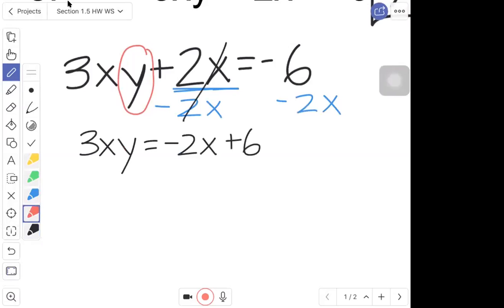So now we have this 3x with our y here. That's being multiplied to the y. What do you think we would do to get rid of this 3x that's with our y? So what's the opposite of multiplying? Division. Yep, division. So we're going to divide both sides by our 3x.